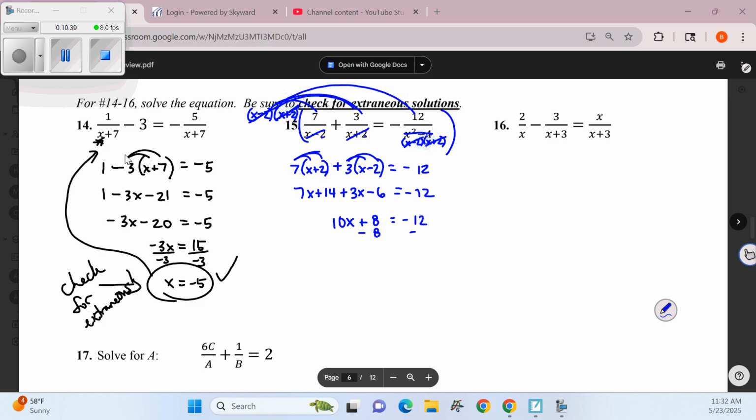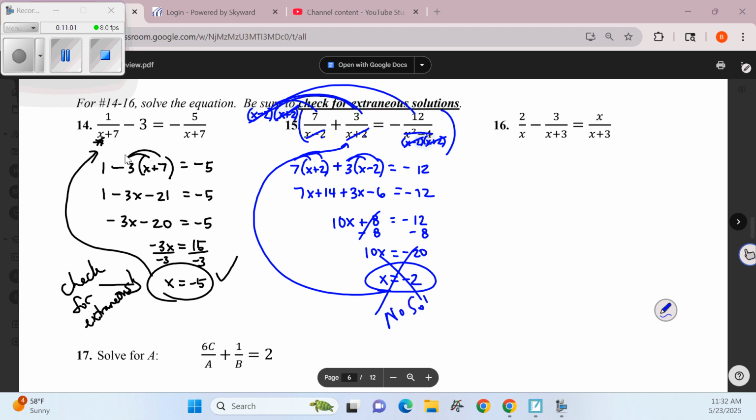Subtracting 8 over, 10x is equal to negative 20. Dividing by 10, we get x is equal to negative 2. But you can see, hopefully, when you go to plug this back in, that becomes a problem. So our one solution that we came up with does not work. It would make that middle denominator 0. So that's enough to say there's no solution.